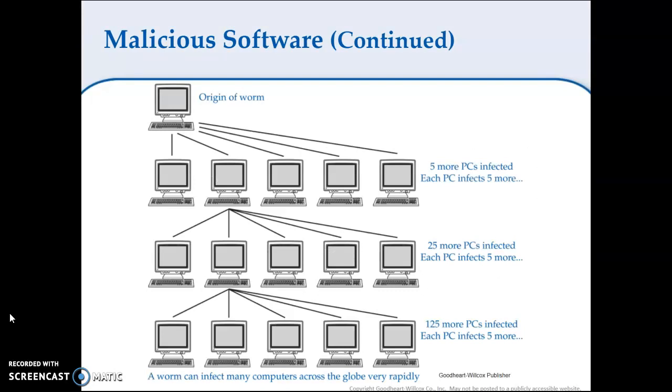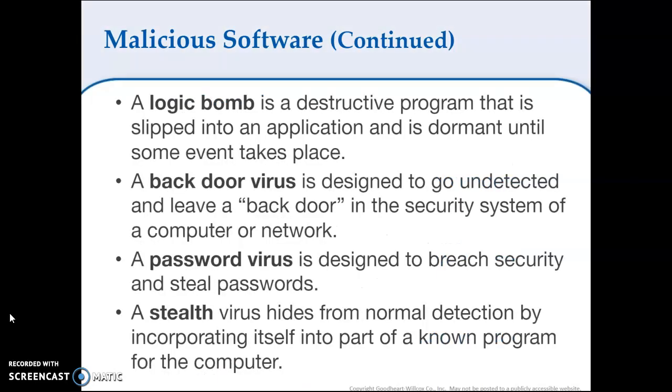Now, when it comes to how malicious software can spread, the origin of the worm might be one PC. Now, from that one PC, all of a sudden it can infect 5 more PCs, then up to 25 more PCs, 125 PCs. So the worm can spread very rapidly once it is activated on one PC. So you need to be very cautious and very cognizant of what you are opening in terms of email and files on your machine. A logic bomb, backdoor virus, password virus, and stealth virus, these are also threats.